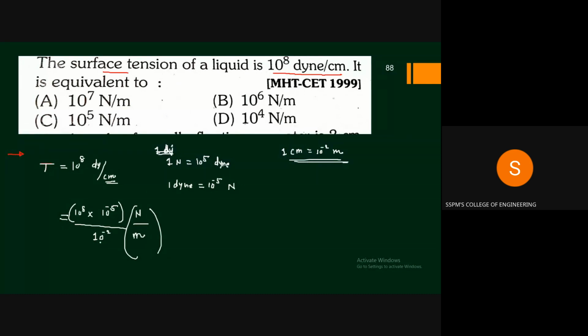Now simplify this equation. You will get 10 raised to 8 into 10 to the power minus 5 upon 10 to the power minus 2. Here 10 to the power minus 2 and minus 5, so the remaining value is 10 to the power minus 3. And here 10 to the power 8 plus 10 to the power minus 3, so 8 minus 3 is 5. So you will get 10 to the power 5 Newton per meter. So the correct option is option C.